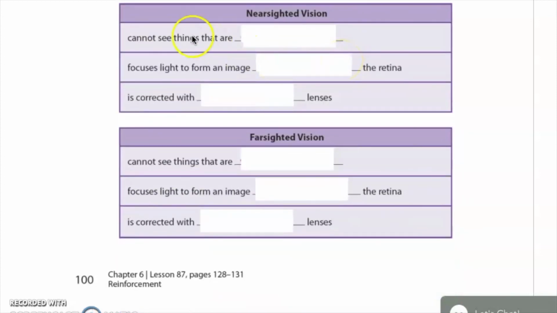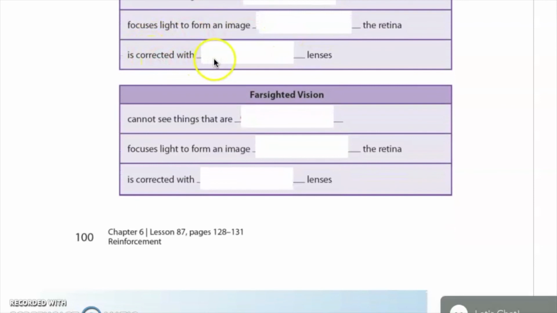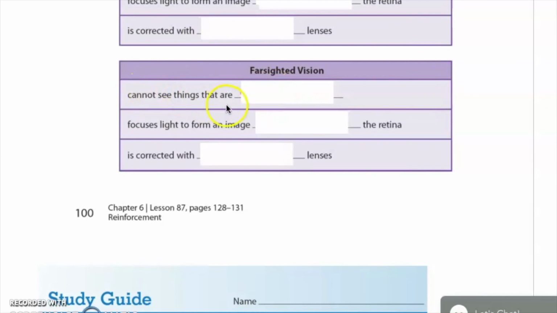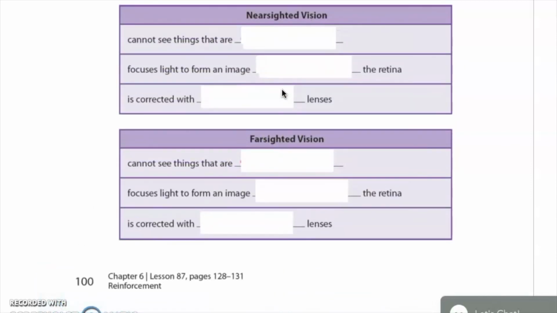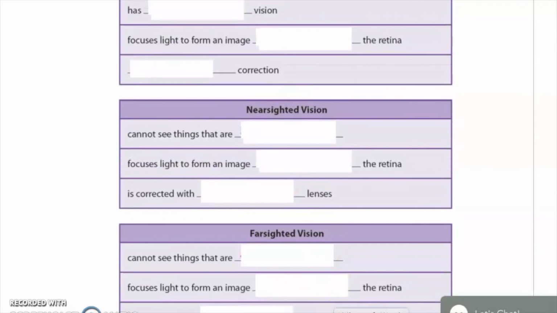What about nearsighted? Can I see things that are...? Because it's nearsighted, they can see things close, but then they cannot see things that are far away. Is corrected with what kind of lens? Convex lens, concave lens, and farsighted. They cannot see things that are far away or close by. I want you to think about that, and that's pretty much it for your homework.